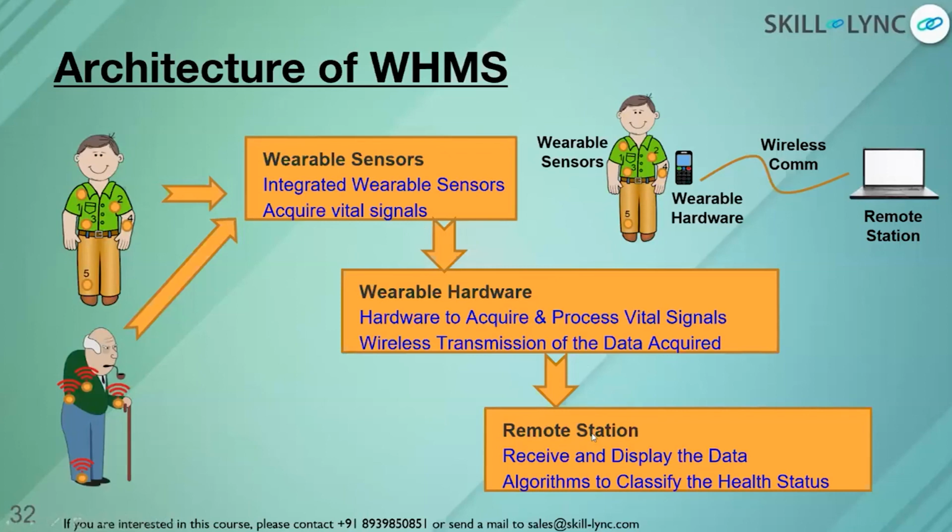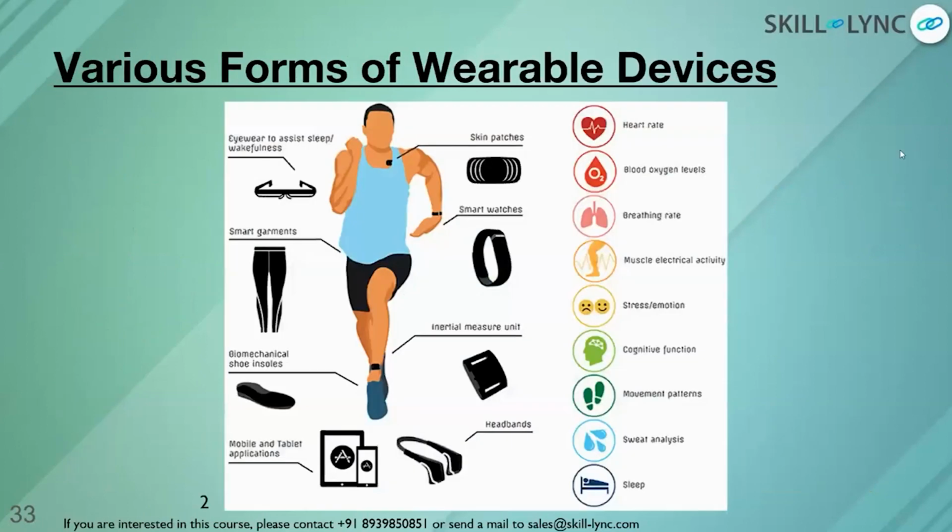In the remote station, it will receive the data and do some classifying algorithms like normal or abnormal, and it will display the data. This is the architecture of wireless health monitoring systems or wearable systems. You will have a wearable hardware, and from the wearable hardware, it is sent to the remote station. These wearable devices will be available in various forms: a Google Glass, a wristband, socks, a headphone, a helmet, a jacket, a pant, or even your inner garments, where the data will be monitored.